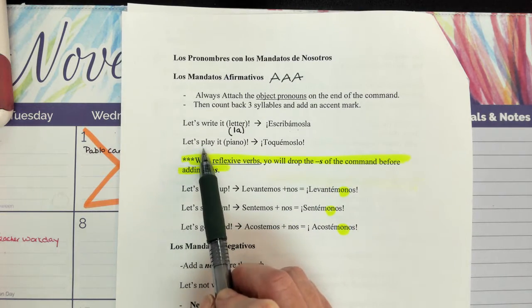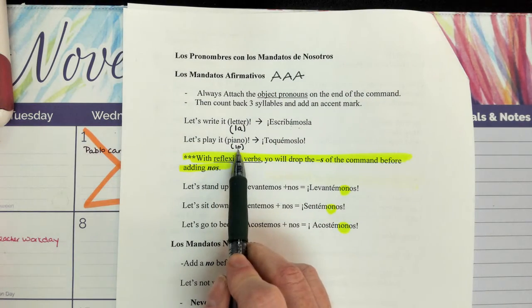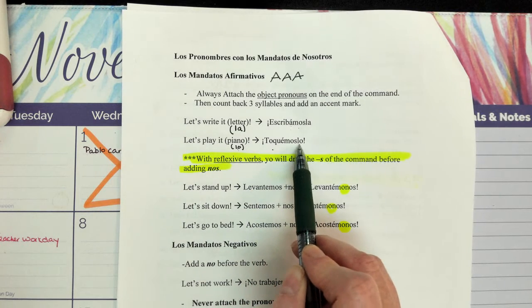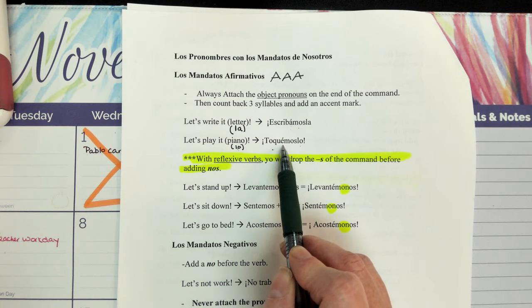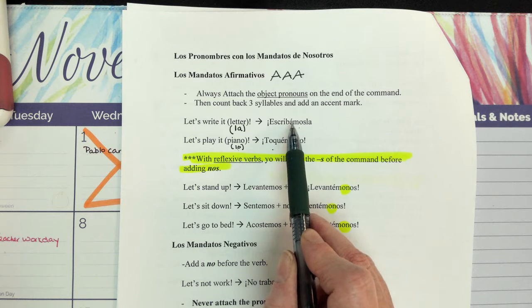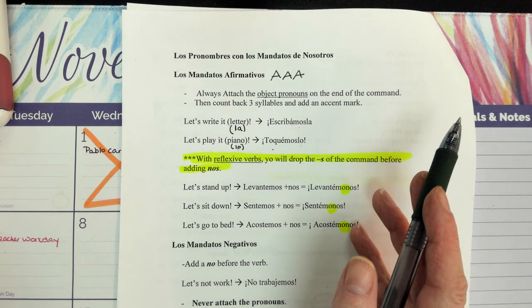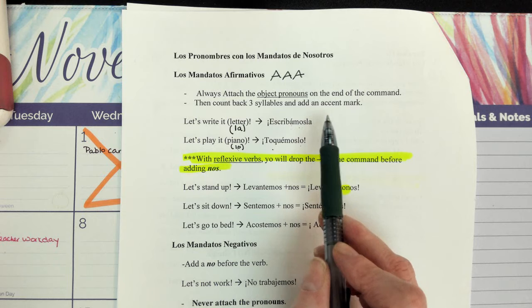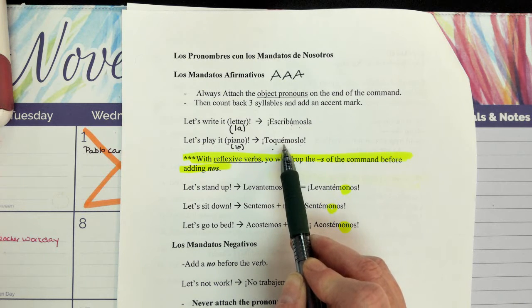Let's play it. We have it being lo, and so we have tocar, so we have toquémoslo, and I attach it right onto the end. I then count back 3, 1, 2, 3, and I add the accent there. Generally, you have to remember that your accent is going to go on the A of amos or the E of emos. That's where it always has to go, okay? So kind of think of it that way. Always, the accent is going to go on the A of amos and the E of emos.